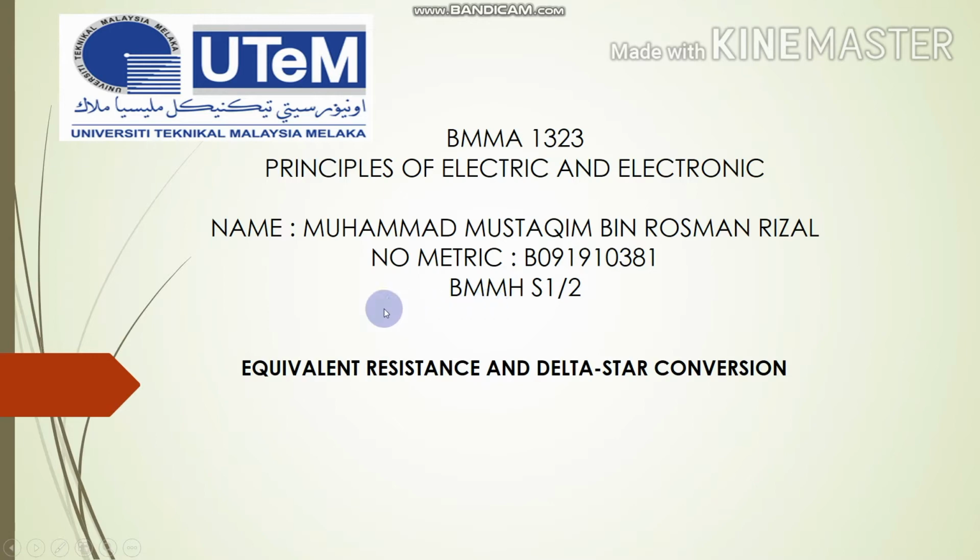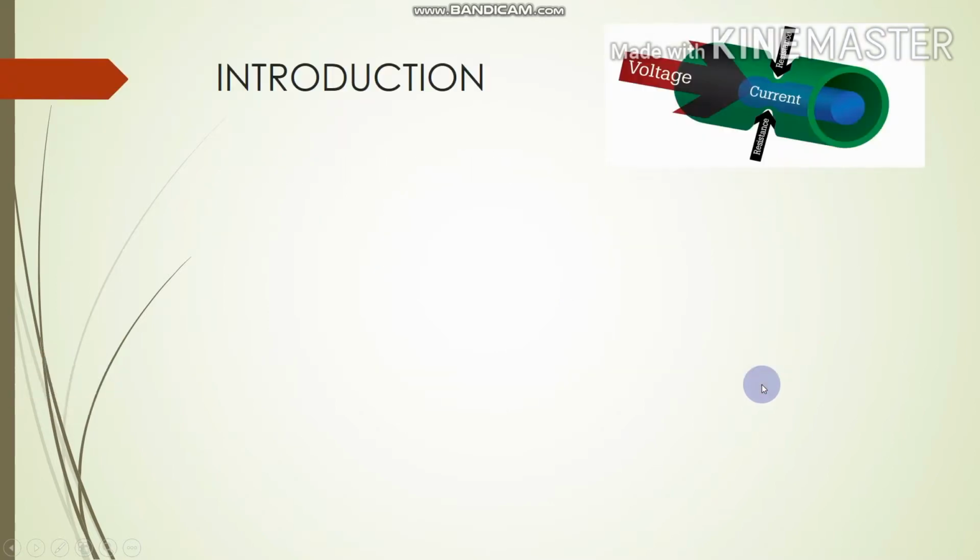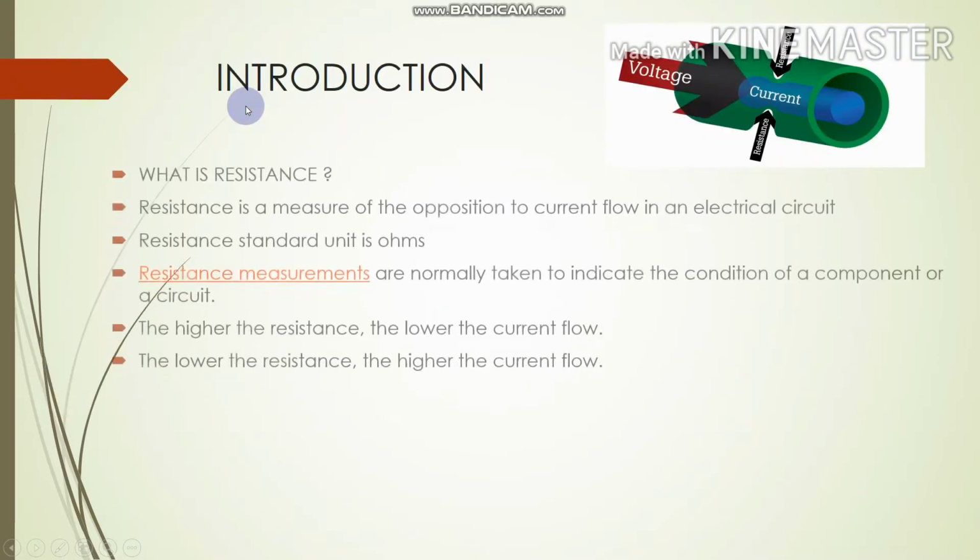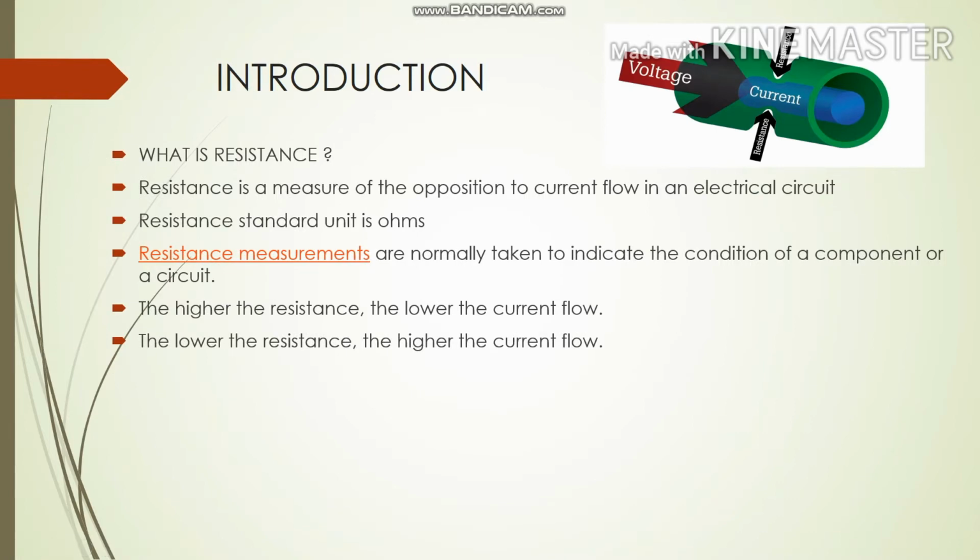Today I will present about equivalent resistance and delta star conversion. For the introduction, what is resistance? Resistance is a measure of the opposition to the current flow in an electrical circuit. The standard unit of resistance is the ohm. Resistance measurements are normally taken to indicate the condition of a component or a circuit. The higher the resistance, the lower the current flow, and the lower the resistance, the higher the current flow.